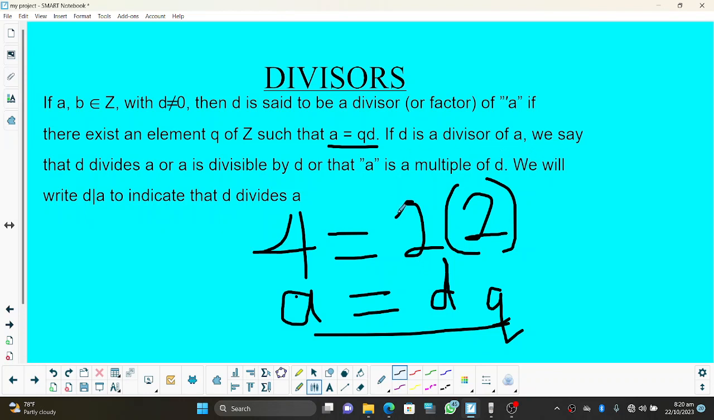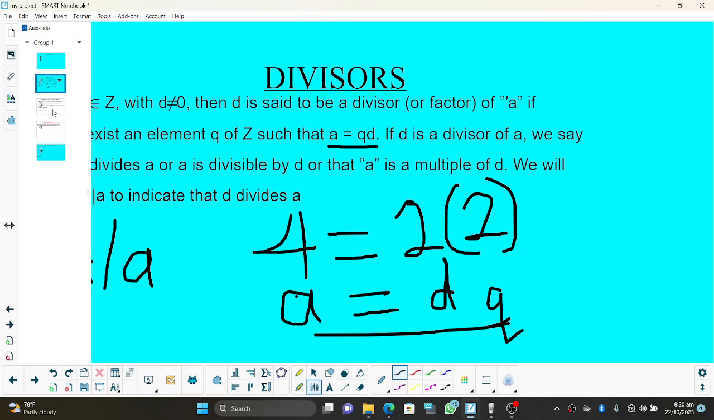Normally we write d divides a to indicate that d divides a. So we introduce this slash as the divisibility sign: d divides a.